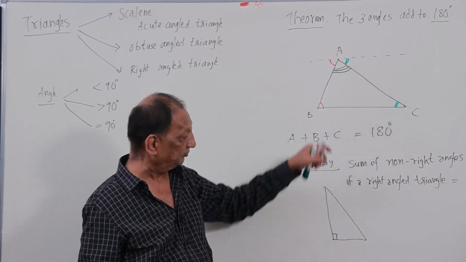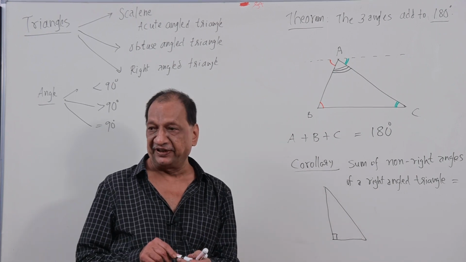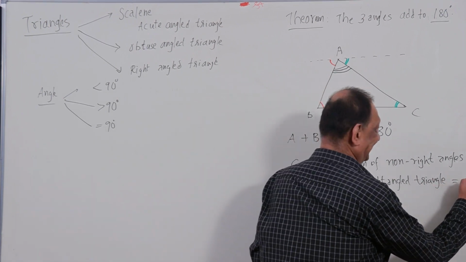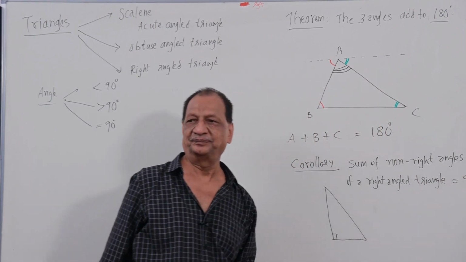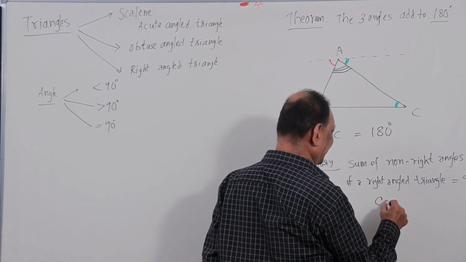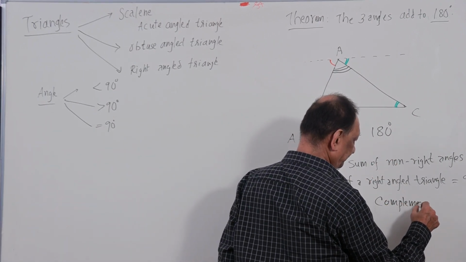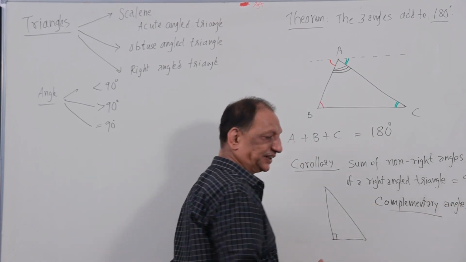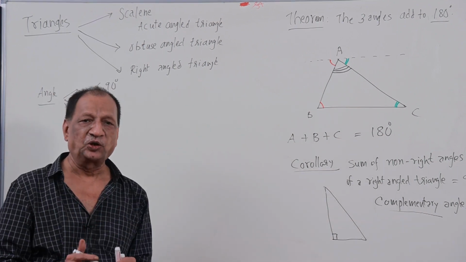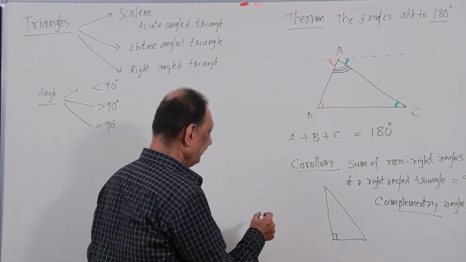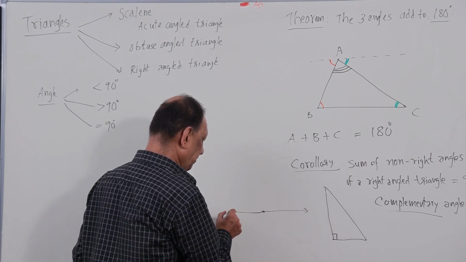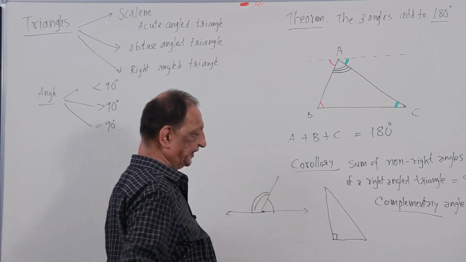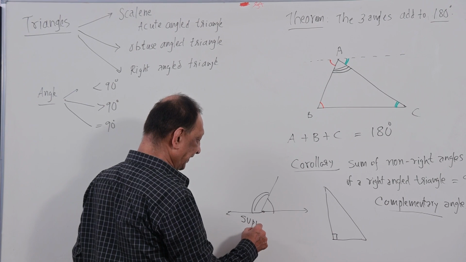We know from the theorem that all three angles add up to 180 degrees, out of which 90 degrees is the right angle. Therefore, the other two must add to 90 degrees. So they are known as complementary angles, because they complement 90 degrees. Similarly, any two angles which add up to 180 degrees are called supplementary angles.